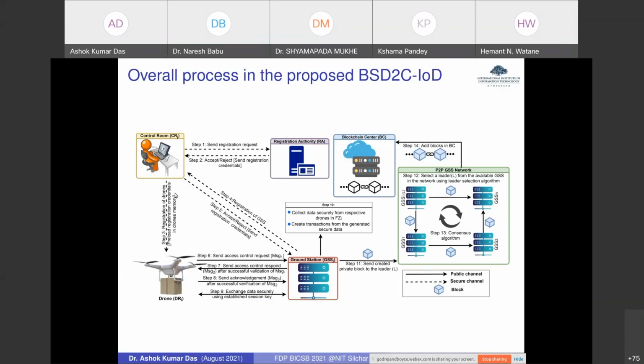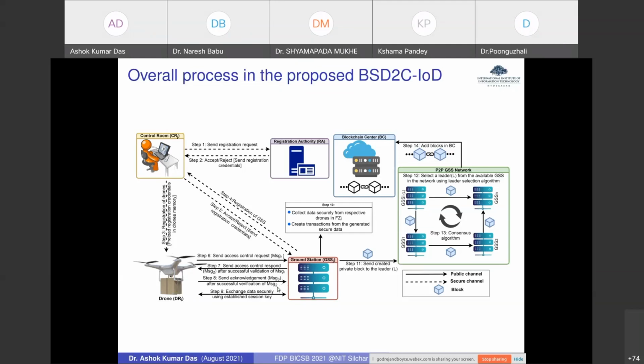Then the ground station server registration takes place. It will send the registration request to the control room. The control room will send the registration credentials securely to the ground station servers. Meanwhile, also in offline mode, the control room will generate all the credentials for a drone. All the drone-related credentials will be stored in its memory, and then it will be deployed as a flying drone.